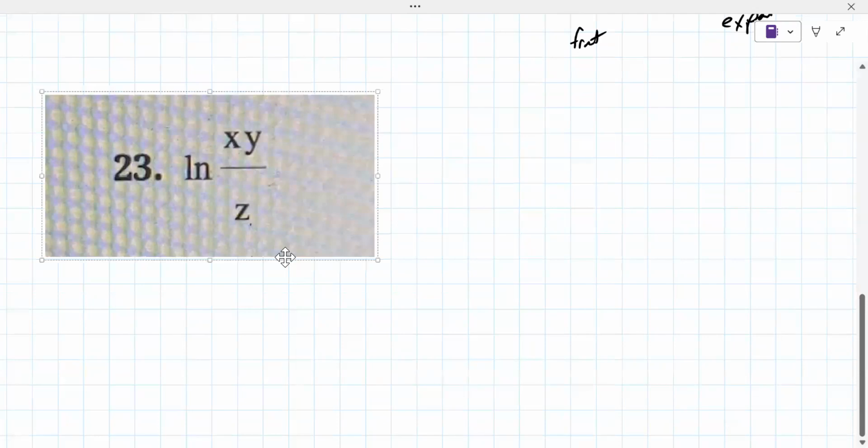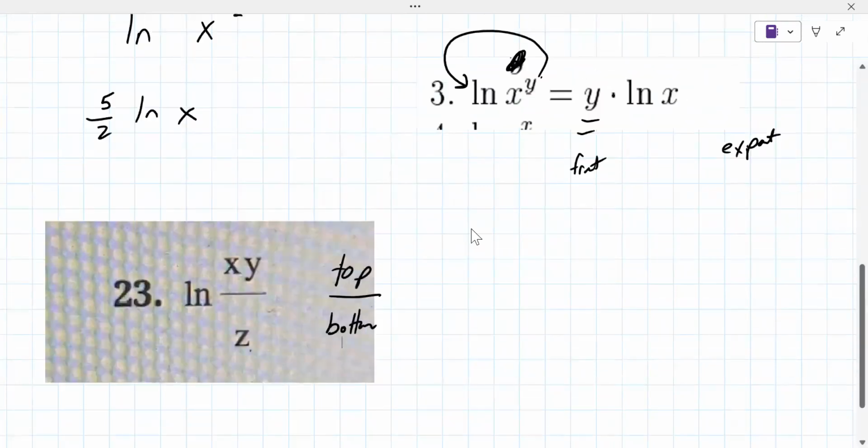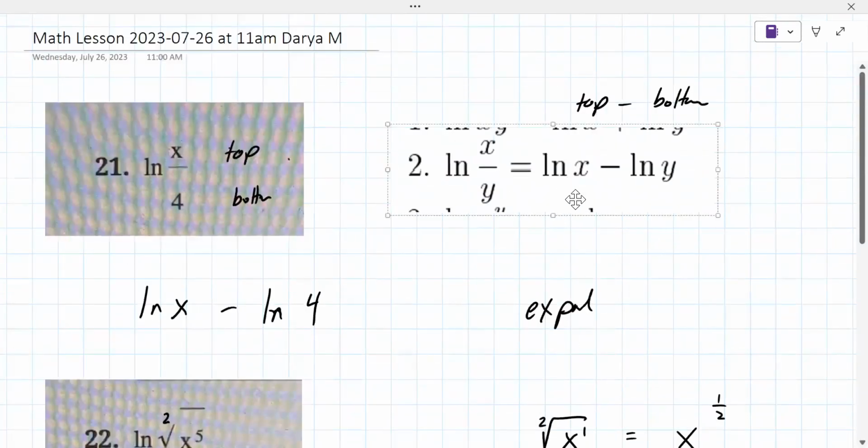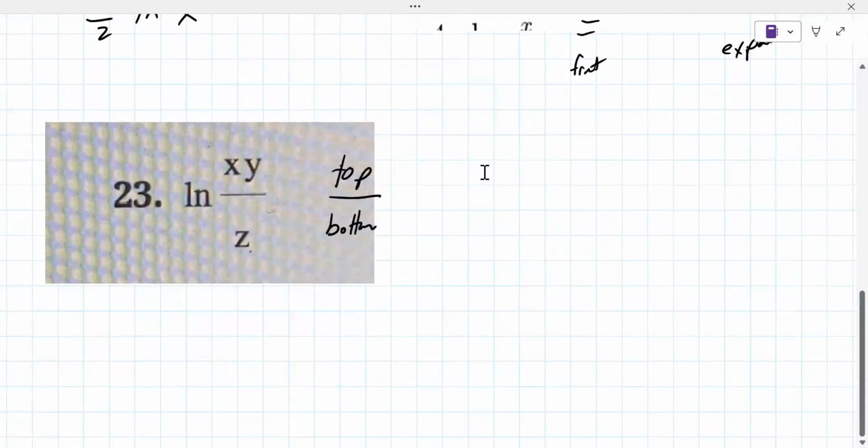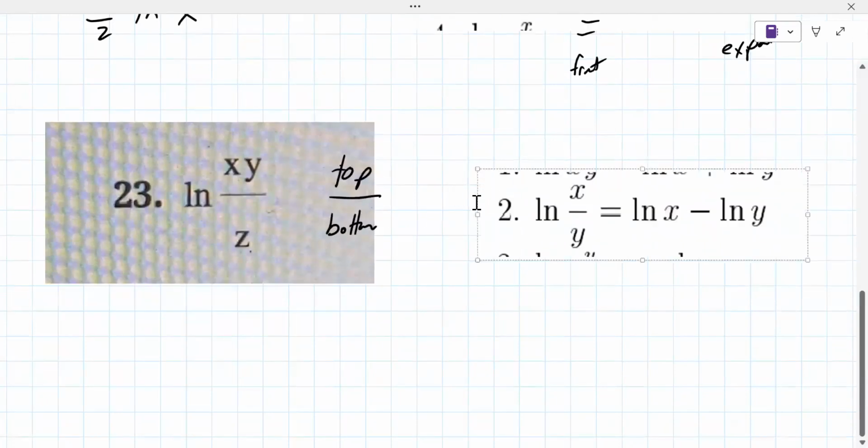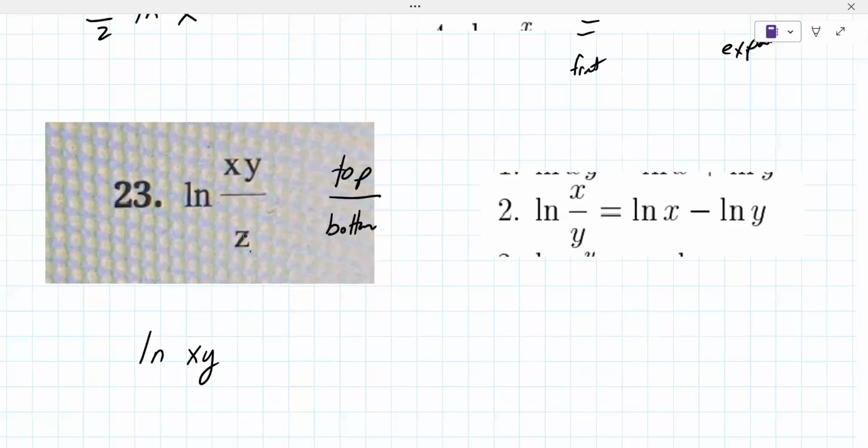All right, so this one again, I see it as a top over a bottom. So we're going to use that first property up here where there's a top and a bottom. The top or the bottom could be more than one thing. Keep in mind, x just refers to the top and y just refers to the bottom. So xy is the top, the z is the bottom. So it's the natural log of xy minus the natural log of z.